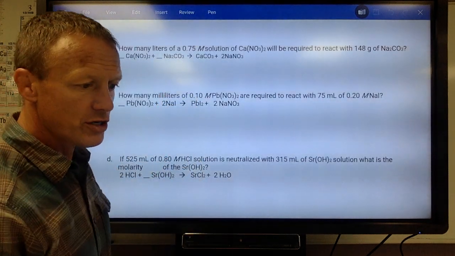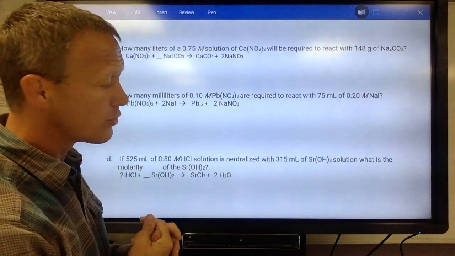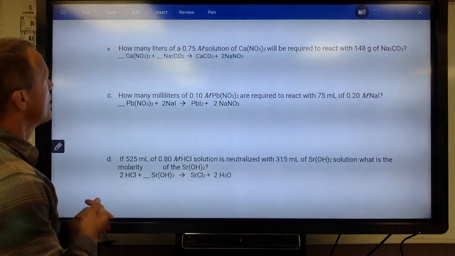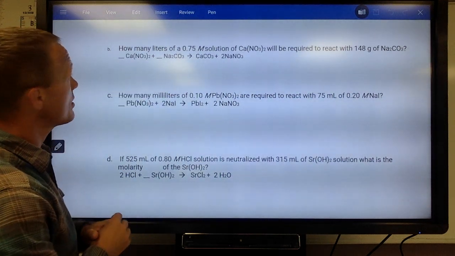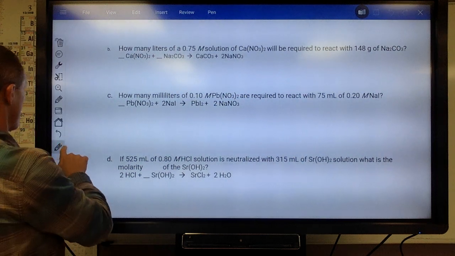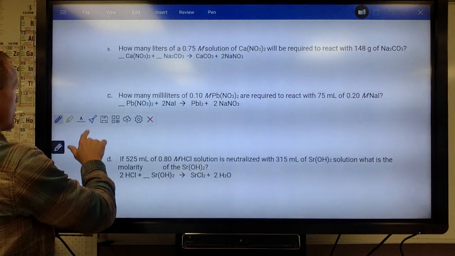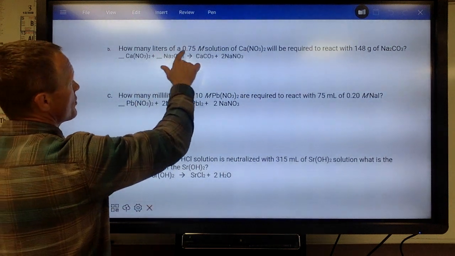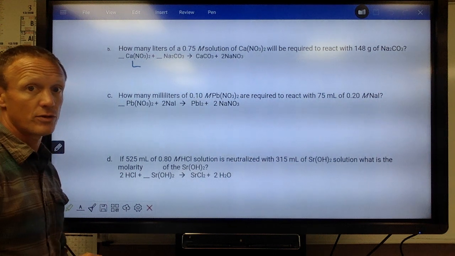The equation here, I think, is balanced. Got a 2 in front of the last thing. Looks like it's balanced there. This one is saying how many liters of 0.75 molar CaNO3? So we want to finish with liters of that.